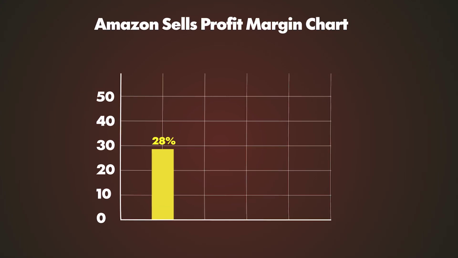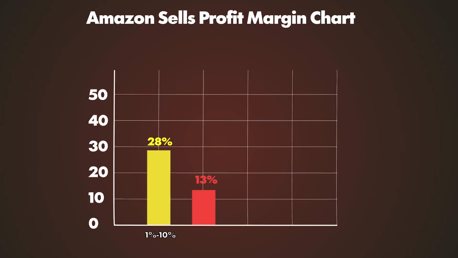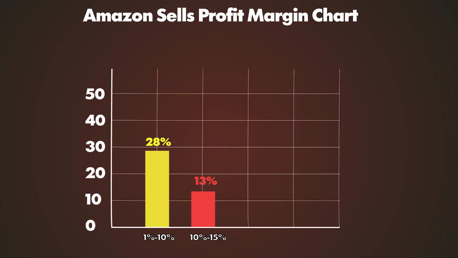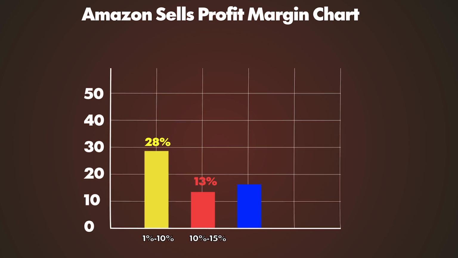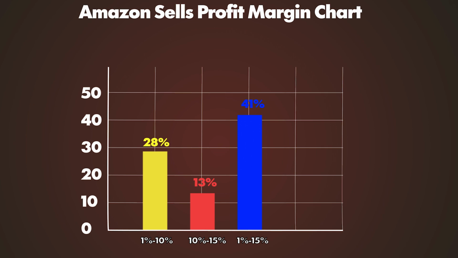28% of Amazon sellers have profit margins between 1 and 10%. 13% of Amazon sellers have profit margins between 10 and 15%. That's 41% of Amazon sellers that have margins between 1 and 15%.